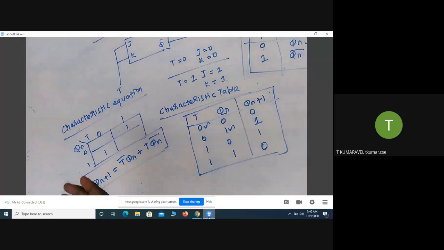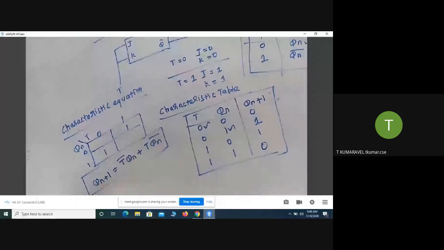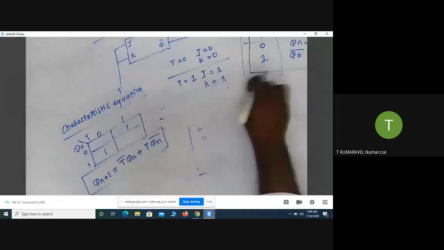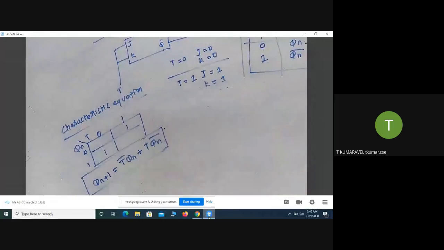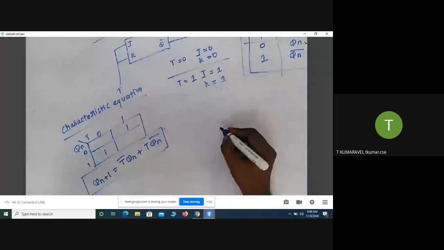Yes, sir. So from this, you should write the realization, the circuit diagram for the flip flop. How do you do that?